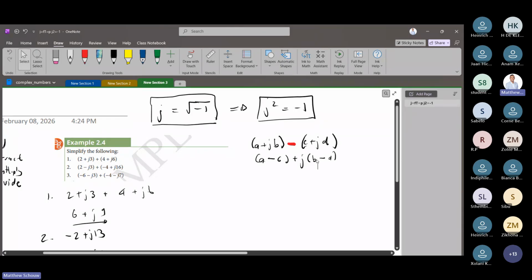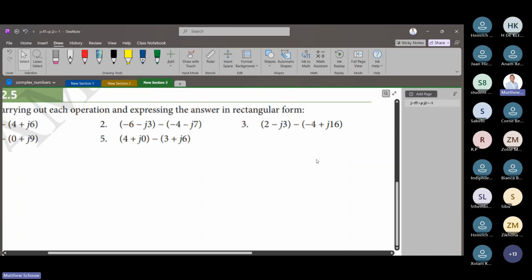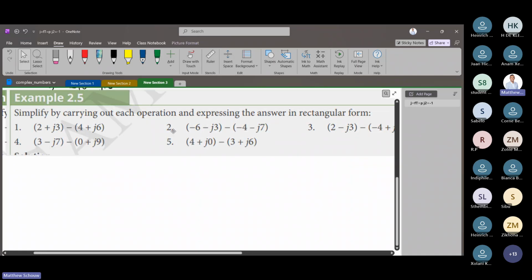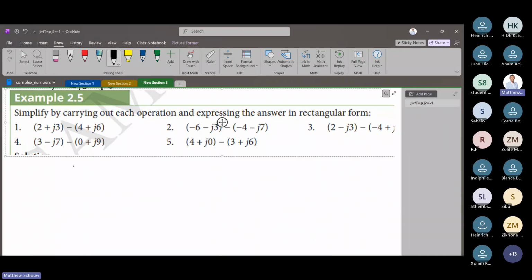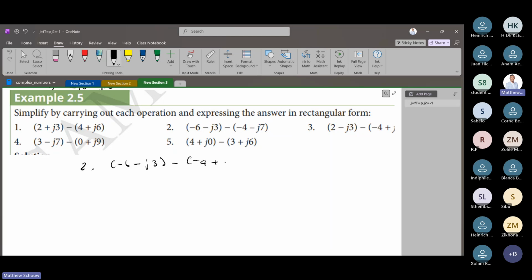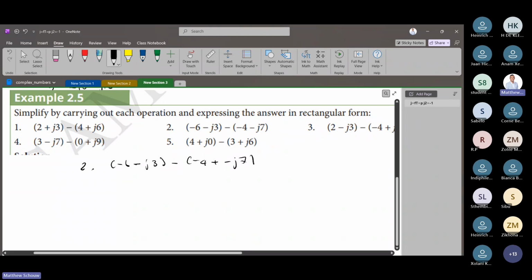I hope everyone's with me. So it's exactly the same. So let me do one. Let me do number 2, and you guys can do 2 more, right? So I'll do number 2. And number 2 is minus 6 minus j3 minus 4 plus minus j7. Okay.